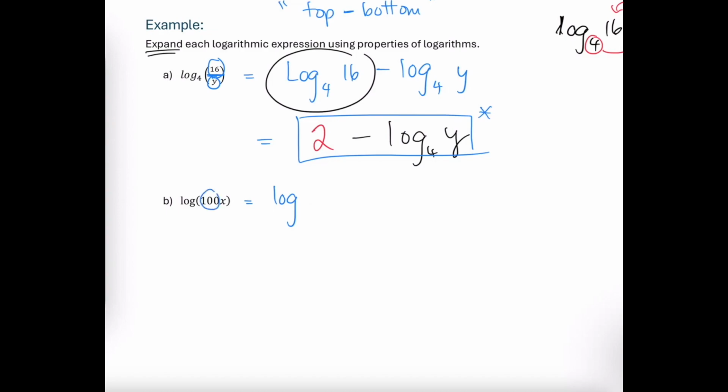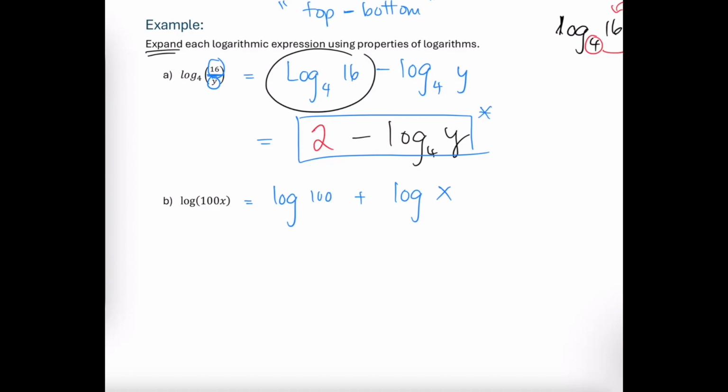Well, the first factor is 100, so we're looking at log base 10 of 100, plus, because this is a product, the log base 10 of the second factor, which is just going to be x. Right? So now we've expanded it, but we're going to scan back through to see if there's anything that can be additionally simplified.